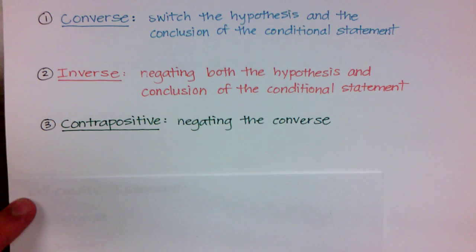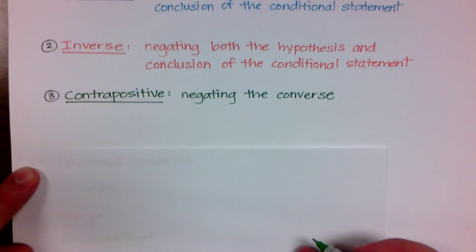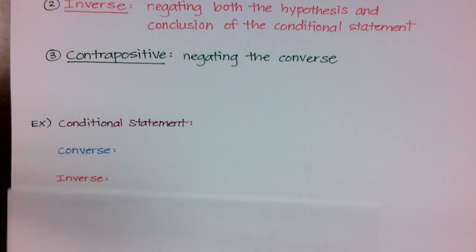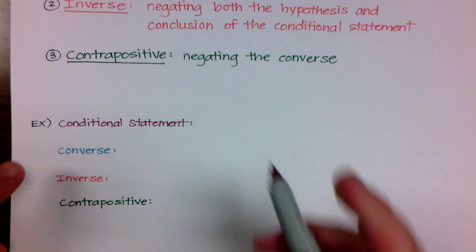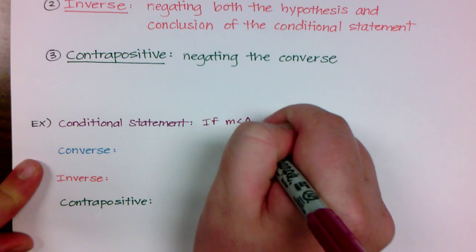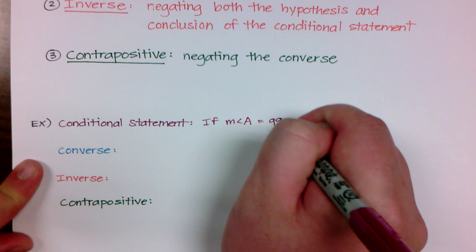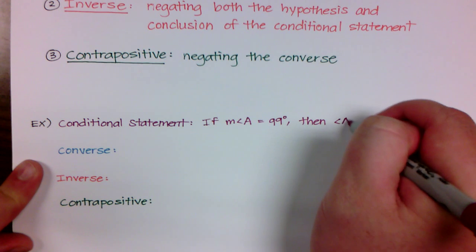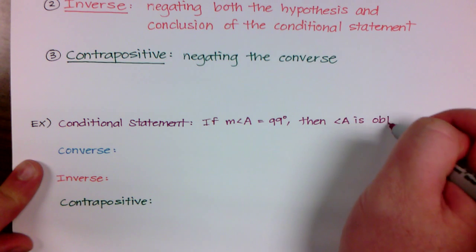Okay, so we've been writing a lot of definitions so far in this lesson, but it's going to help you out. So why don't we get to an example? Okay, we're going to write a conditional statement, and then we're going to transform it in 3 different ways, into the converse, the inverse, and the contrapositive. So let's start with the conditional statement. The one that we're going to write today is, if the measure of angle A is equal to 99 degrees, then angle A is obtuse.